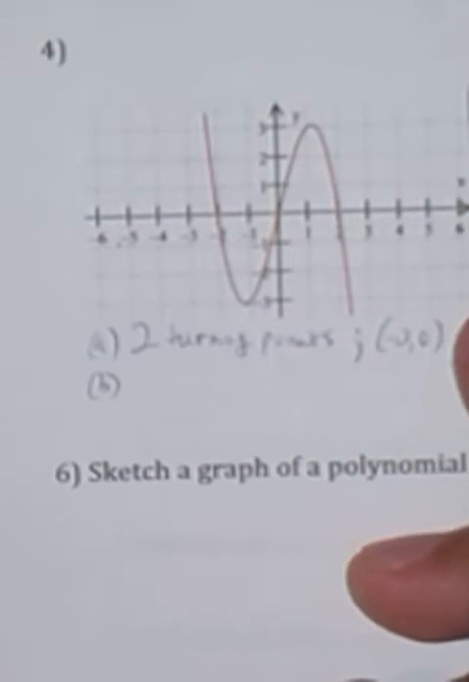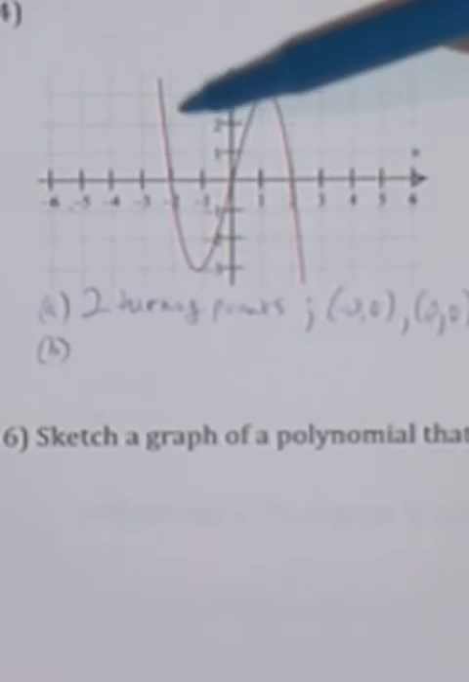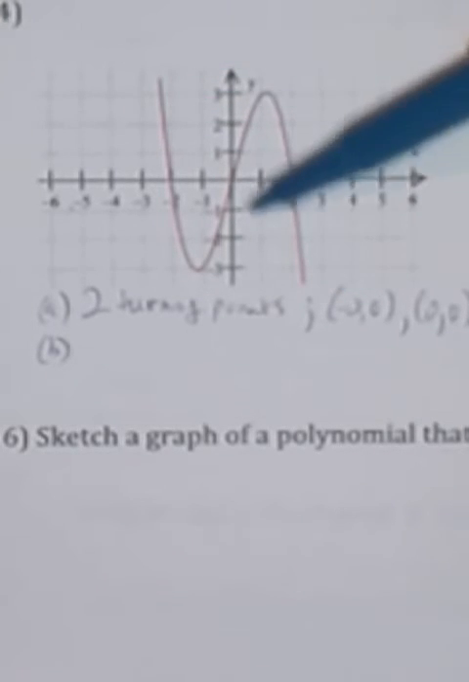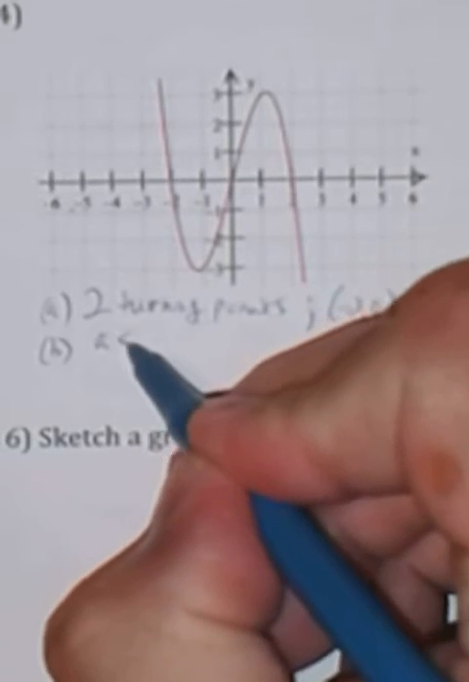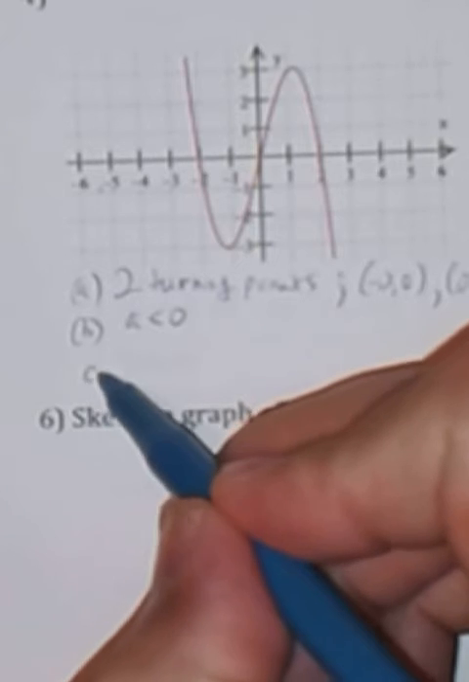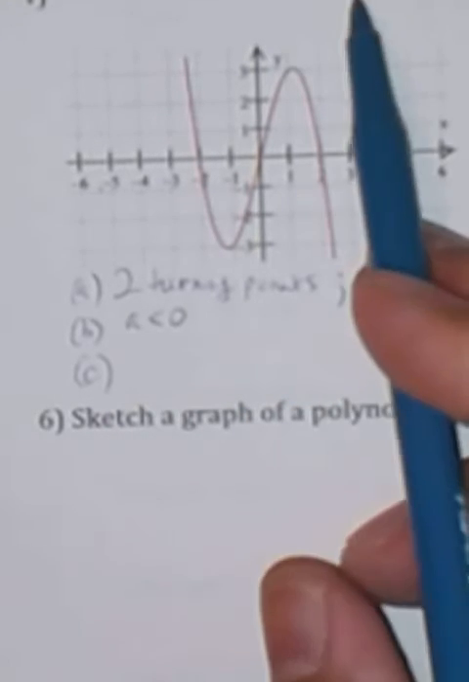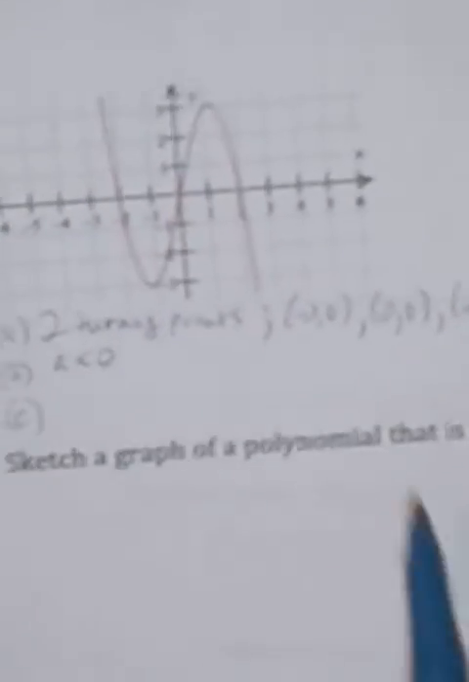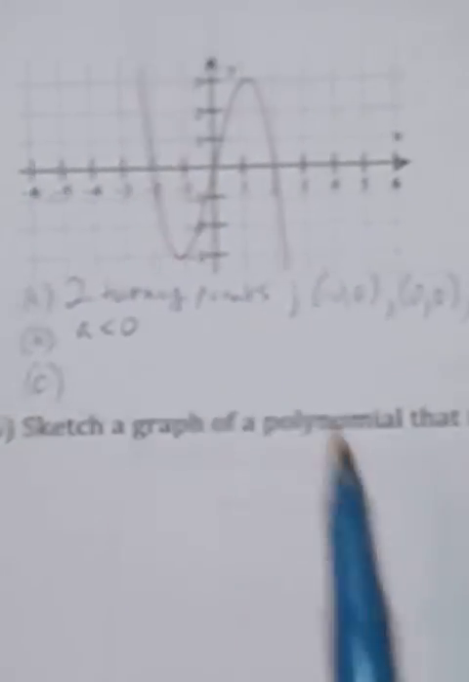Letter B, state whether A is greater than 0 or is less than 0. So because it's falling downward, yeah, A is less than 0. And letter C, determine the minimum degree of f. So that brings us back to what's the relationship between minimum degree and number of turning points. So remember our pattern over here. Where's the degree and the turning points?